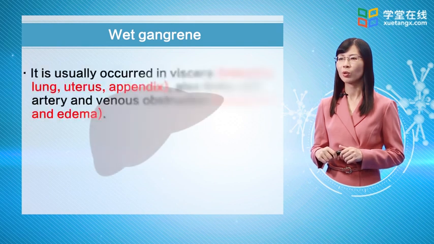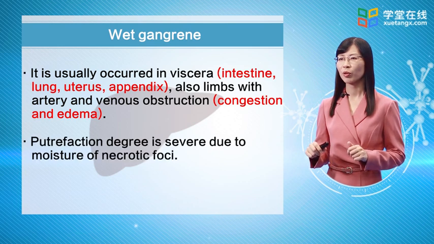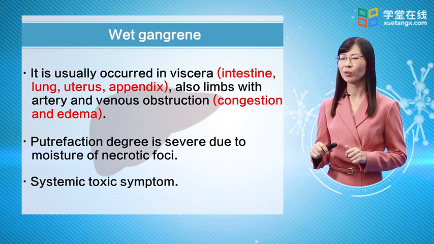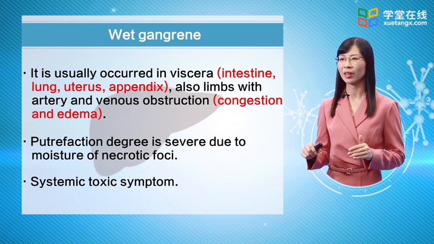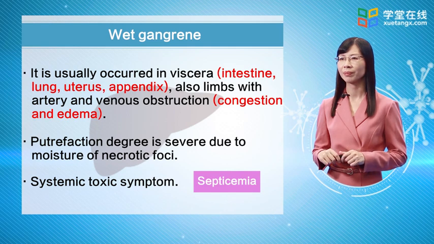Wet gangrene usually occurs in viscera, also limbs with both arterial and venous obstruction, but less common than dry gangrene. Putrefaction is severe due to moisture of the necrotic foci. Toxins from necrosis enter the blood circulation to cause systemic infection, which is clinically called septicemia.